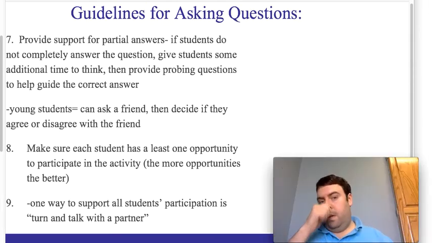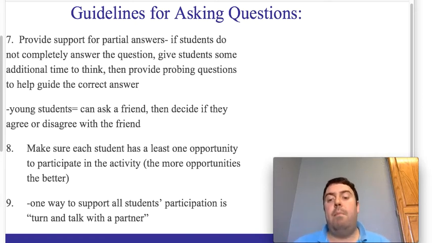Another thing to remember is you have to think about how you can provide support for students who provide partial answers. So this is for students who maybe have answered some of the question correctly, or got started in the right direction but kind of wavered off, or maybe got stuck. You have to think about how you can support these students. So one way to do this is provide probing questions. So having them ask additional, smaller questions to get them to the big question.